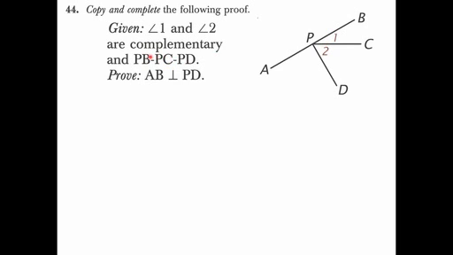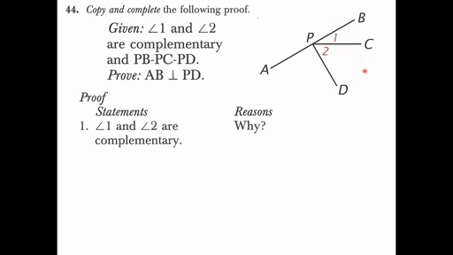PC is between PB and PD. Keep that in mind. It's between. That's a big hint to what's coming up here. If it's between, what can we say about the sum of those two angles? So here we go. We've got statements, and they're looking for reasons here. And then every once in a while you have to fill in a question mark.